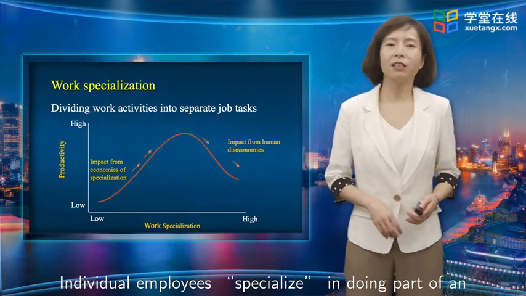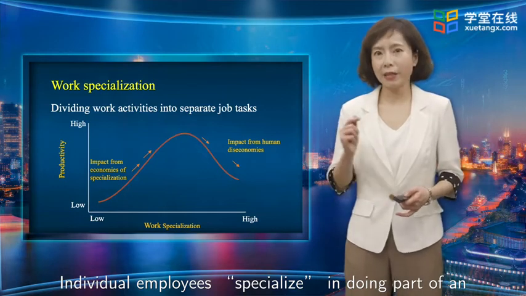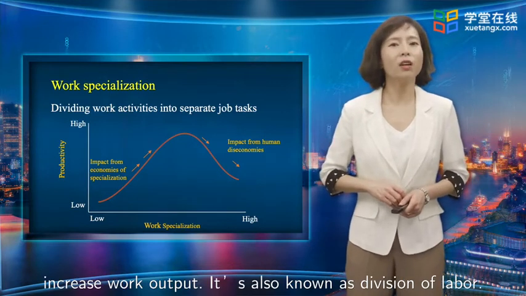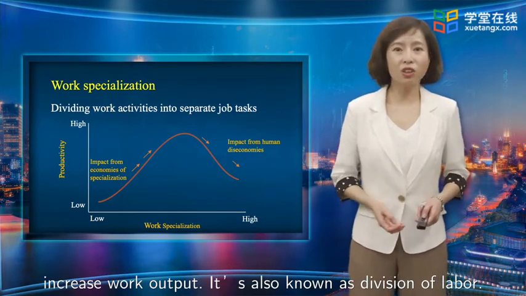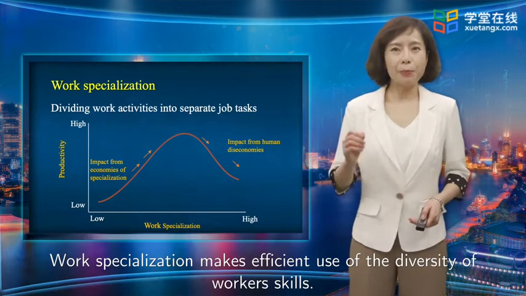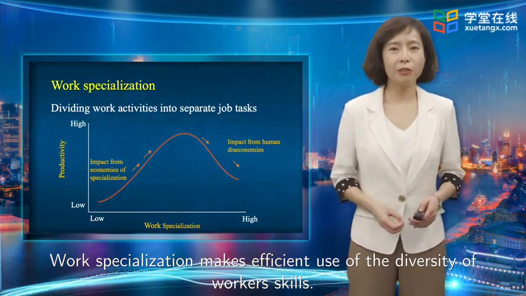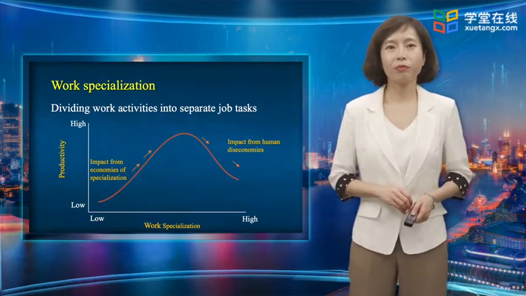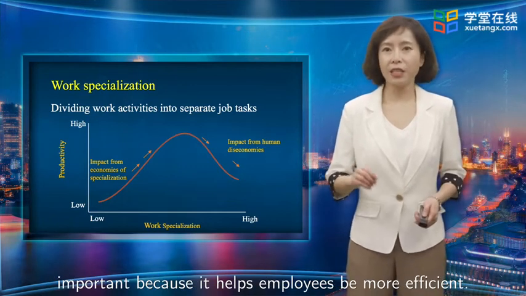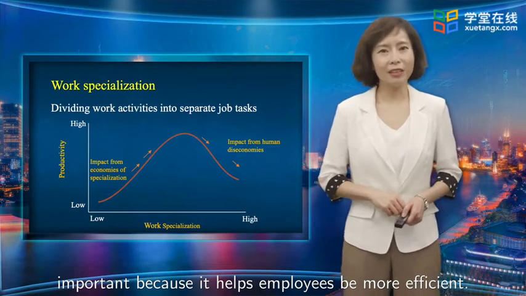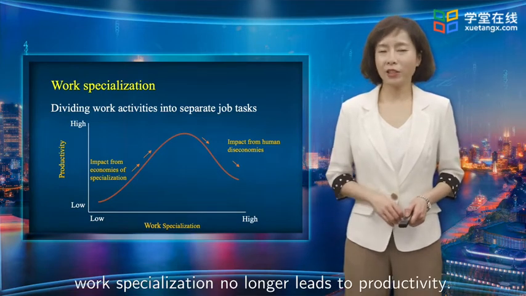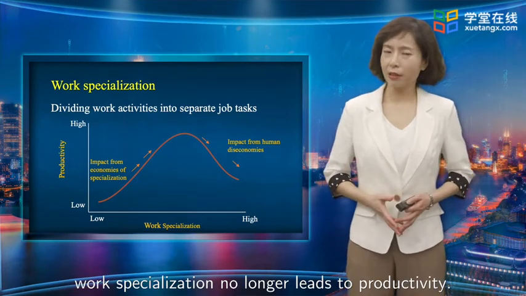Individual employees specialize in doing part of an activity rather than the entire activity in order to increase work output. It is also known as division of labor. Work specialization makes efficient use of diversity of workers' skills. Most managers today continue to see work specialization as important because it helps employees be more efficient. At some point, however, work specialization no longer leads to productivity.